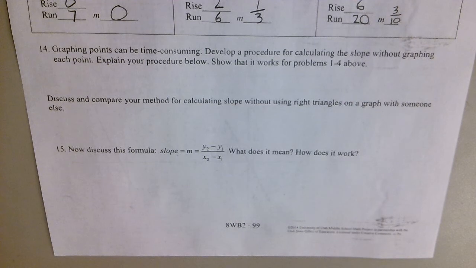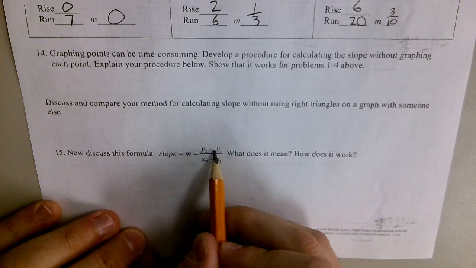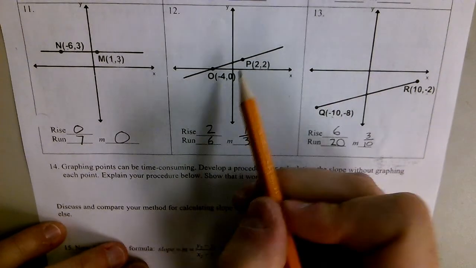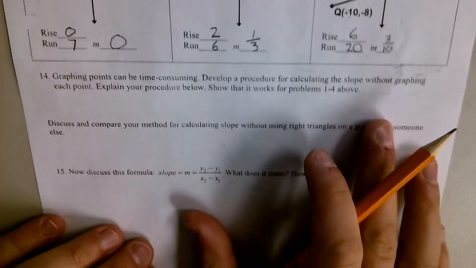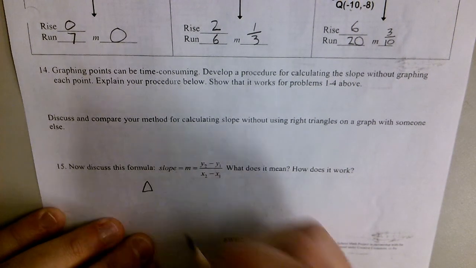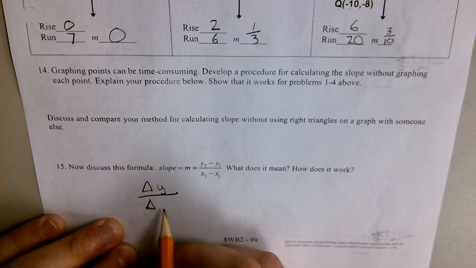So what does it mean? Basically, how does it work? What we're doing is we're taking our y values and finding the difference, which is exactly what we were doing in these graphs. We are finding the difference between these 2 points. So we are going to introduce you to this formula of change in y over change in x.